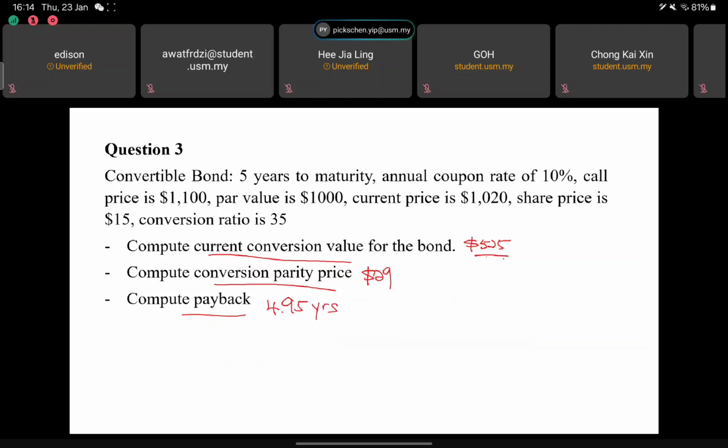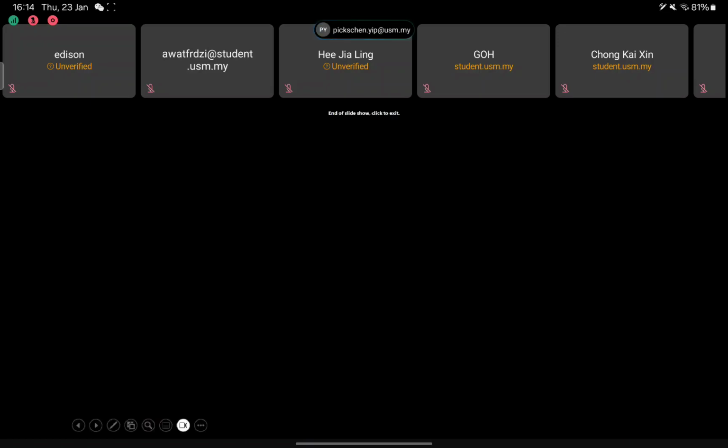Conversion value is 525. Conversion parity price is 29, and the payback period will be 4.95 years. Okay, great. And this will be the revision question.